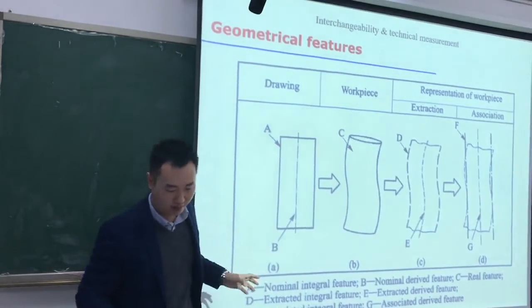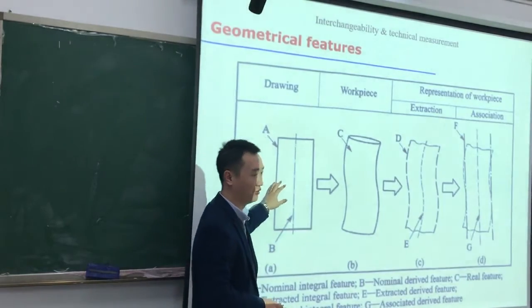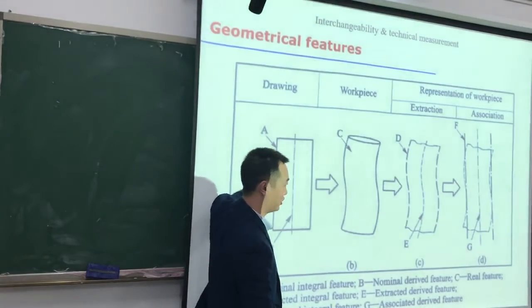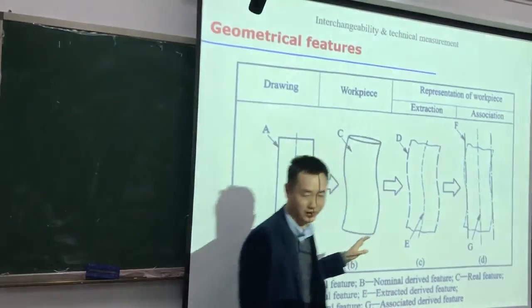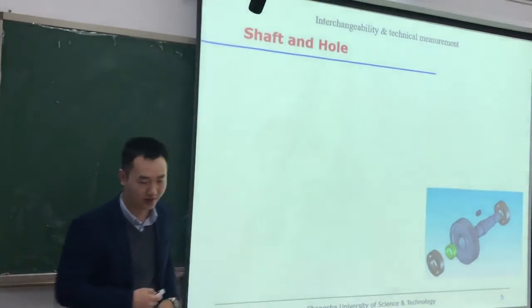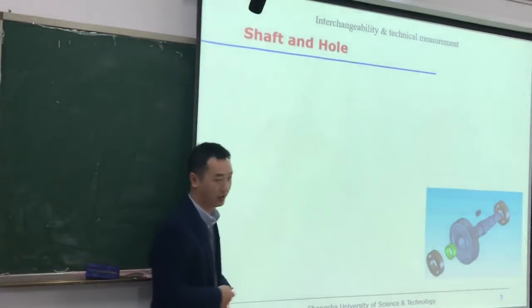You don't have to remember all this, but when we talk about the feature, you know it refers to the center line or the integral surface. Feature is referred to by name. That's all. It's not the key point. So now let's move on to the terms of shaft and hole.